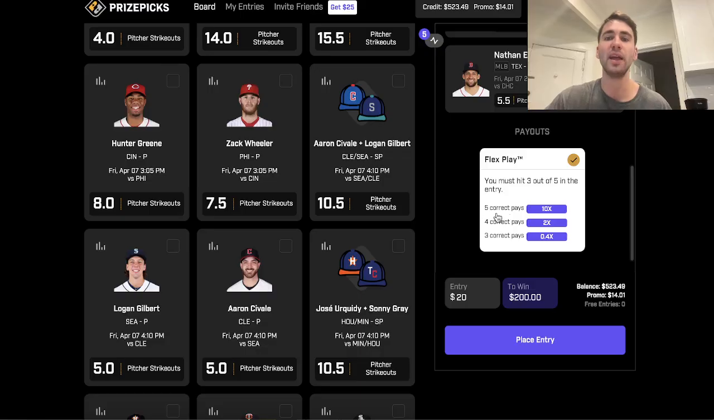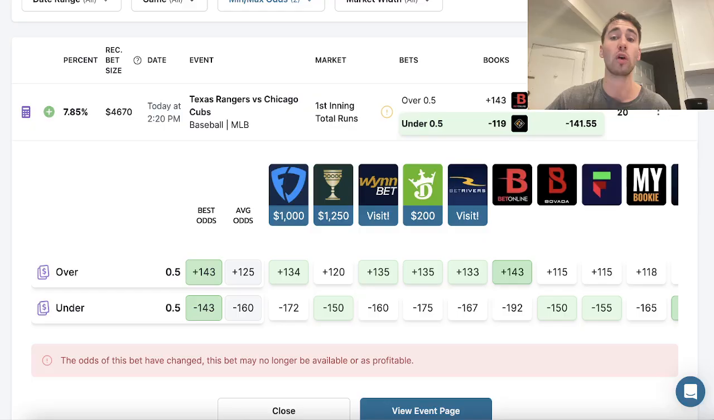So this is a great play to include in our PrizePicks slip because, again, PrizePicks is not varying your payouts based on you selecting over or under. So the easy strategy for beating them is finding spots where sportsbooks have an under or an over really heavily favored. In this case, it's the under, right?